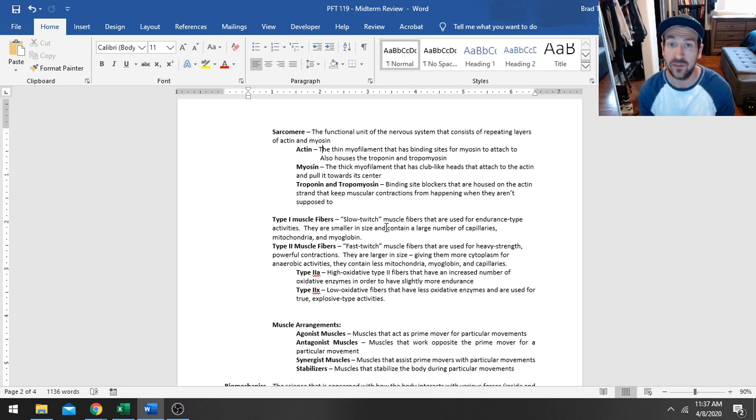And thanks to that, we have two specialized proteins called troponin and tropomyosin, which are little binding site blockers. They live on the actin strand, and their job is to be in the way so that myosin can't reach up there and bind all the time.